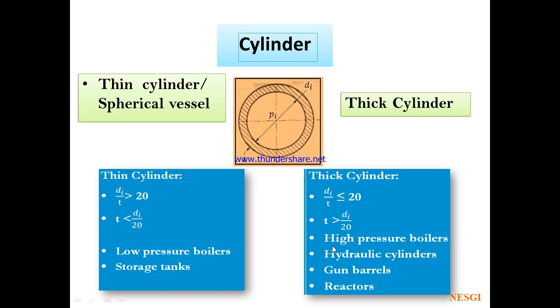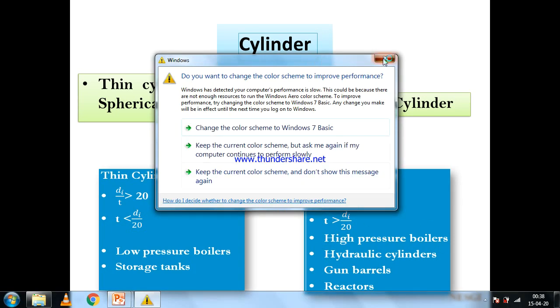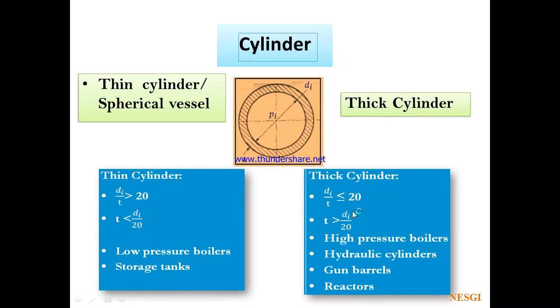These thick cylinders are used in high pressure boilers, hydraulic cylinders, gun barrels and reactors, like nuclear reactors and thermal reactors. Basically, thick cylinders are used where the pressure is high. As the thickness increases, its pressure capacity also increases. That's why thick cylinders are used in high pressure applications.